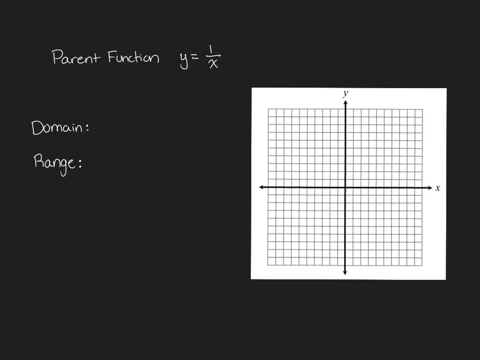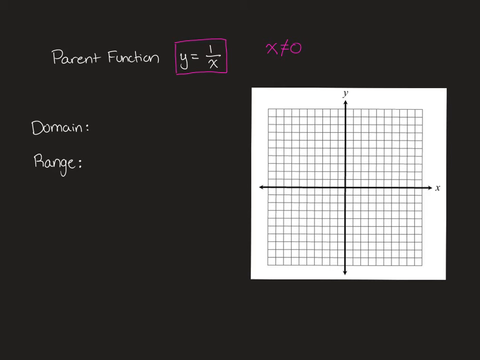Next, I want to show you the parent function for rational functions. It's this equation, y equals 1 over x. Okay, the first thing we need to do is figure out what number will make the denominator 0. So if you have an x in your denominator, set that equal to 0 and then solve for x. In this case, we just get x equals 0. So x cannot equal 0. That is a point of discontinuity. That is where my function is undefined.